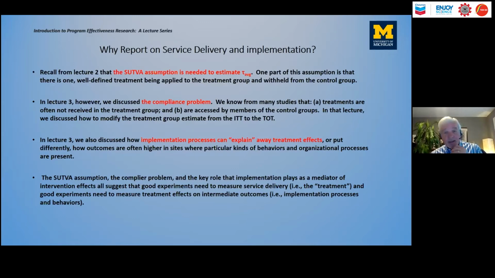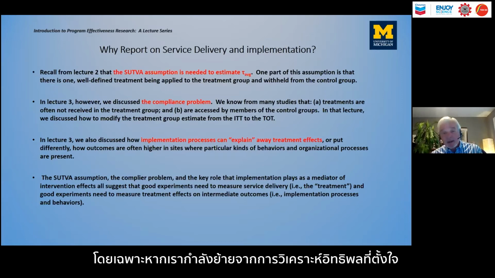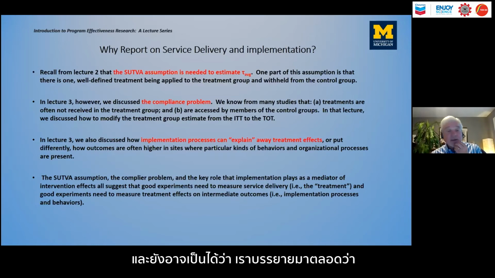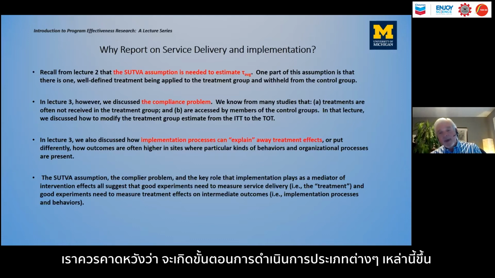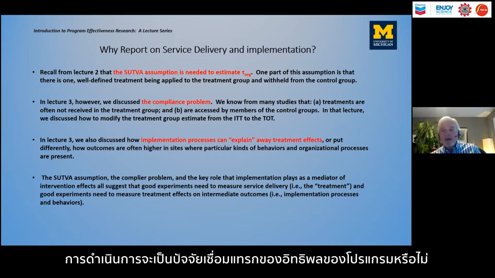So we want to know how the treatment was delivered in our study, especially if we're going to move from the intent to treat analysis to the treatment on treated or compliance analysis. It's also the case that we've been describing all along how our logic model says that if I apply the treatment, I should expect that these kinds of implementation processes occur. And we talked in lecture 3 about how we can estimate whether or not implementation mediates the treatment effect.